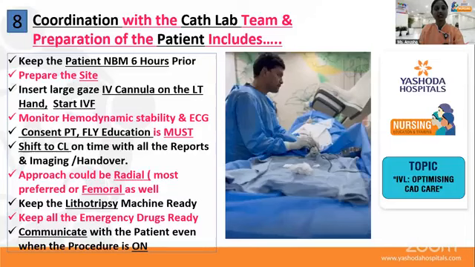And we need to take the consent from the patient, and family education also is very important. And also the approach could be radial or femoral as well. Keep the lithotripsy machine ready and keep all emergency drugs ready, and communicate with the patient and patient attendants when the procedure is going to take place. So, sir, I think these are all the points which your cath lab team and ICU nurses follow.